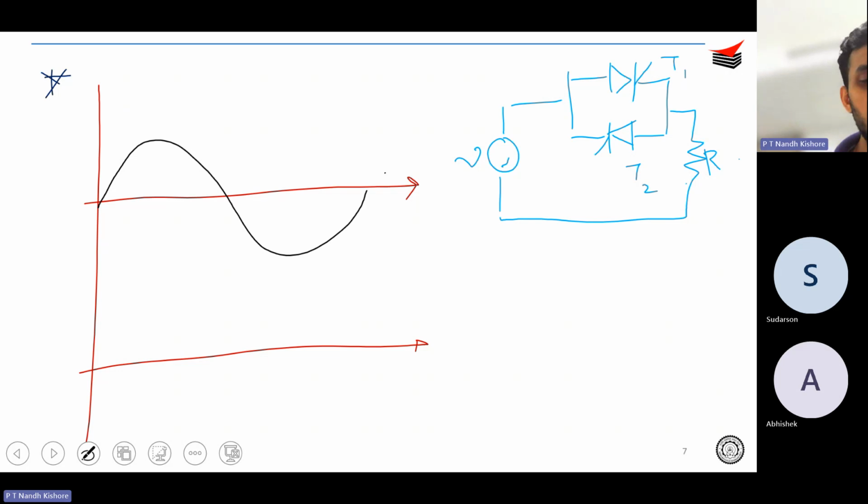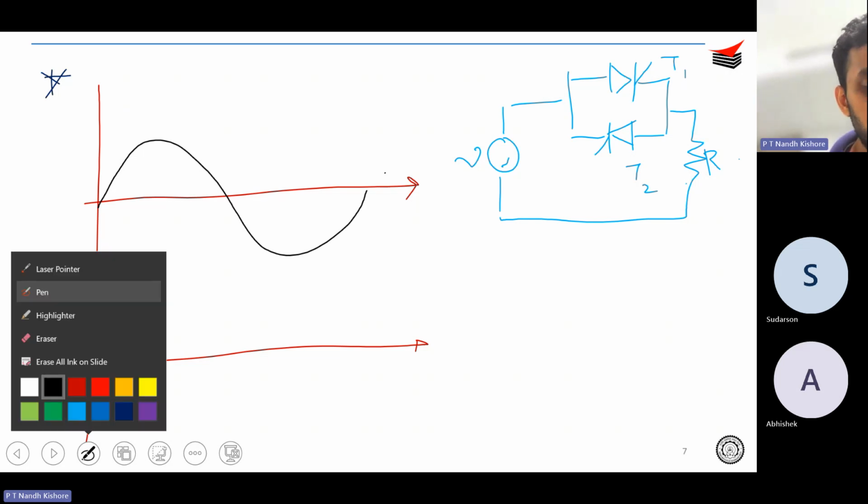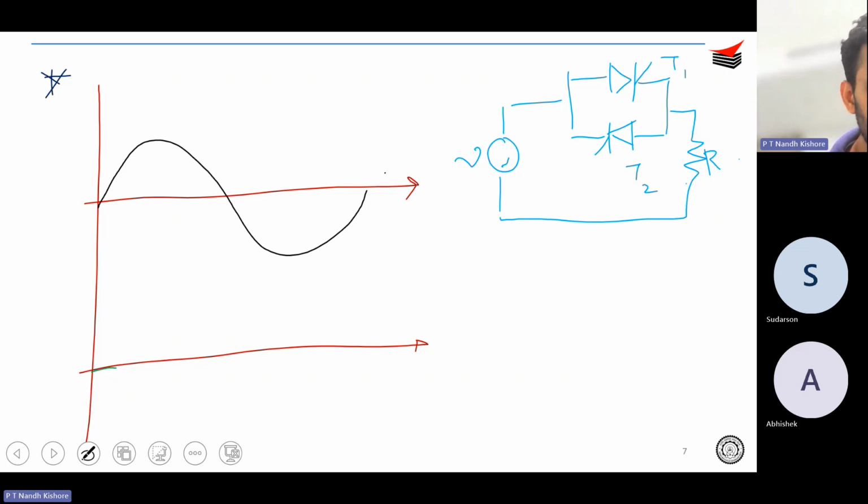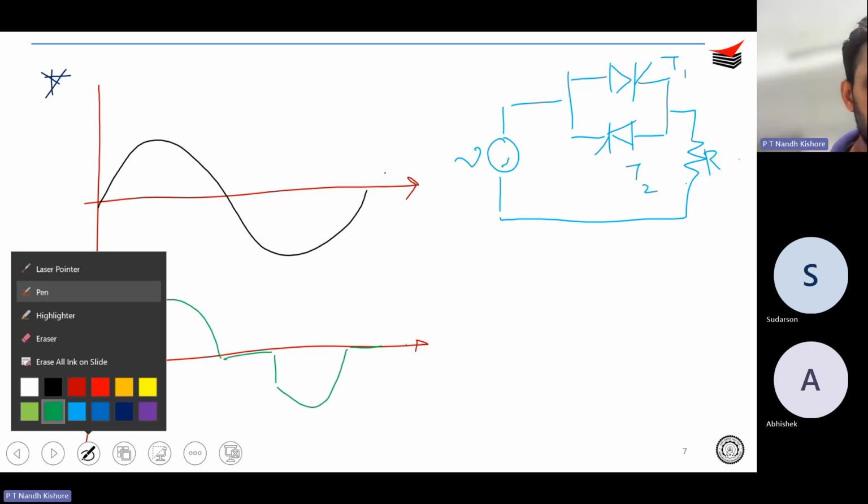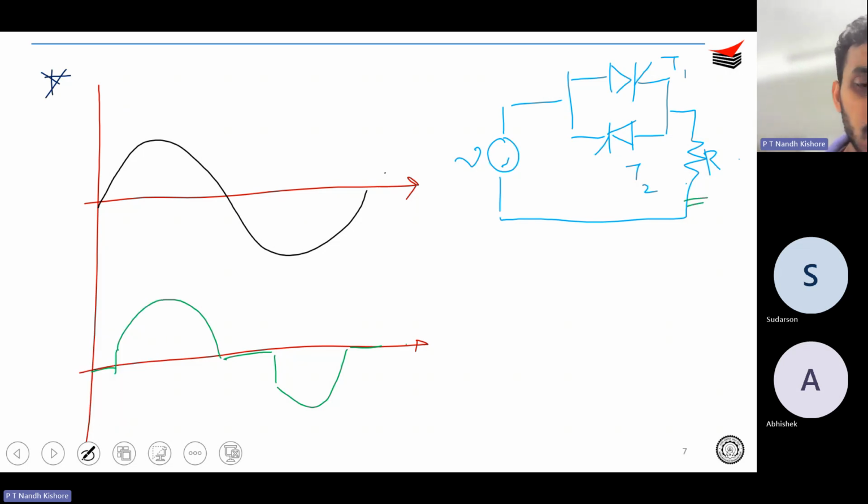So this black is your input voltage, but what happens to your output voltage is something like this, correct? And similarly, since it's an R load that we have considered so far, your current is also going to be something like this. This is your output current. Okay, so this is your V naught and I naught.